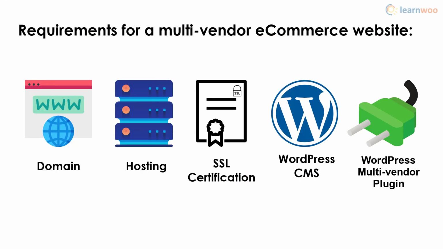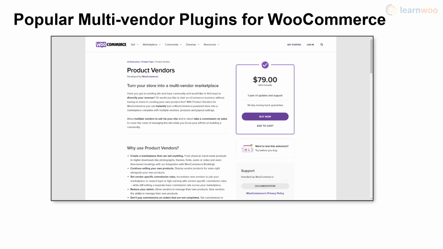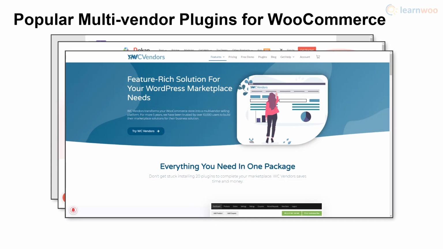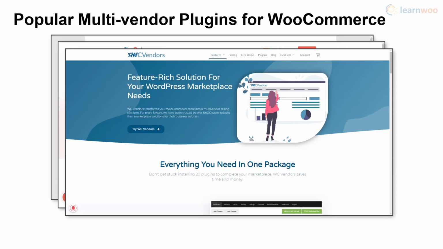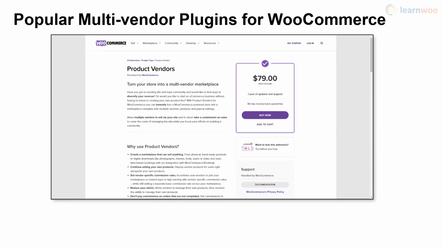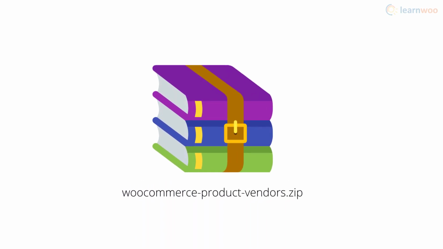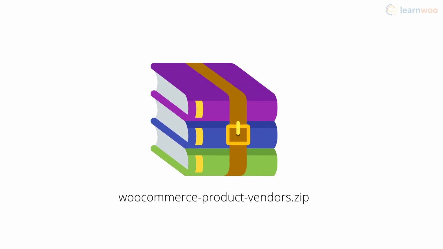Now, we'll need a plugin to turn it into a multi-vendor store. The most popular options are WooCommerce Product Vendors, Dokan, and WC Vendors. You're free to use any one, but we're going to use WooCommerce Product Vendors as it offers the most features for the least price. After buying the subscription from the official website, you'll be able to download a zip file.